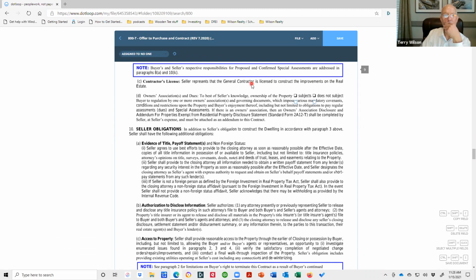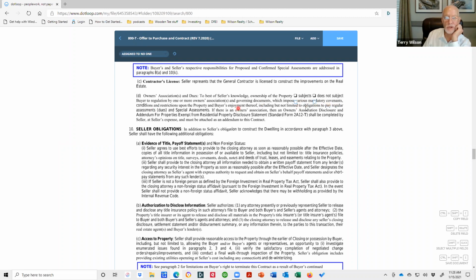Contractor's license. Seller represents that the general contractor is licensed to construct. And it's probably a good bet that the seller should provide proof of that licensure to the buyer, probably before they go into contract, certainly during the pre-construction period, so that the buyer is comfortable. To the best of the seller's knowledge, there is or is not a homeowners association, which imposes various mandatory covenants, conditions, restrictions, yada, yada.